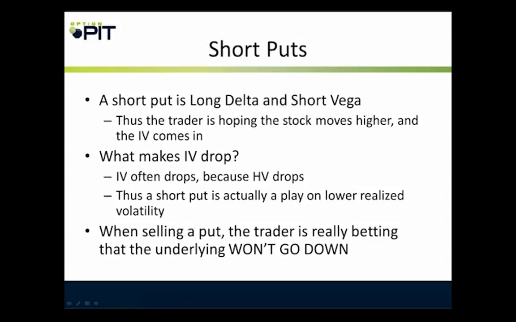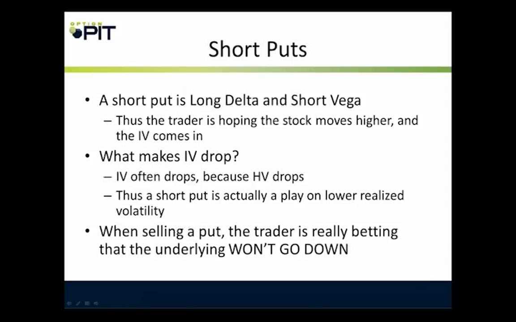So a short put is long delta, so it gives you that long exposure, but it's something called short vega. Now, what is vega? Vega is how you are exposed to implied volatility. If I have a short vega position, I want implied volatility to drop. Now, what makes implied volatility drop? Well, two things. Movement drops. HV stands for movement. Movement drops, or the expectation of movement drops.